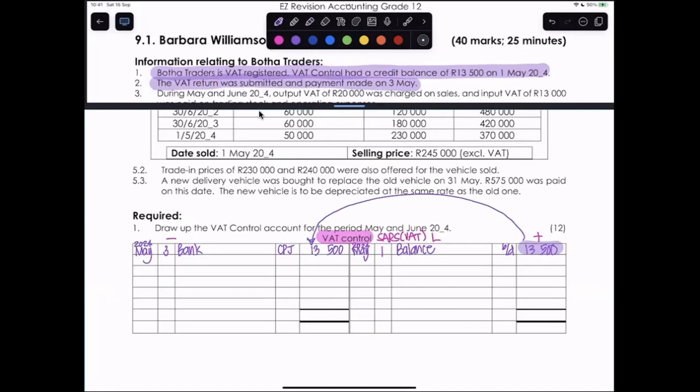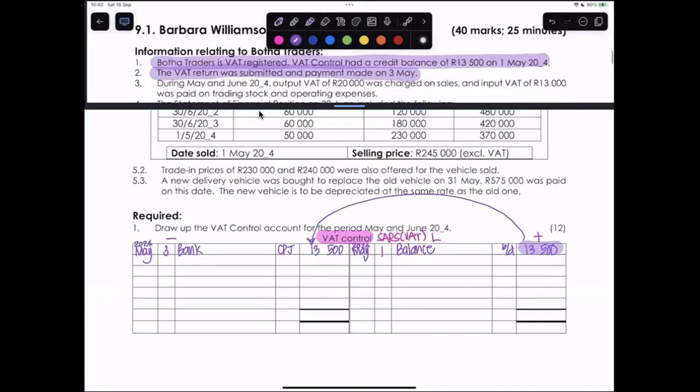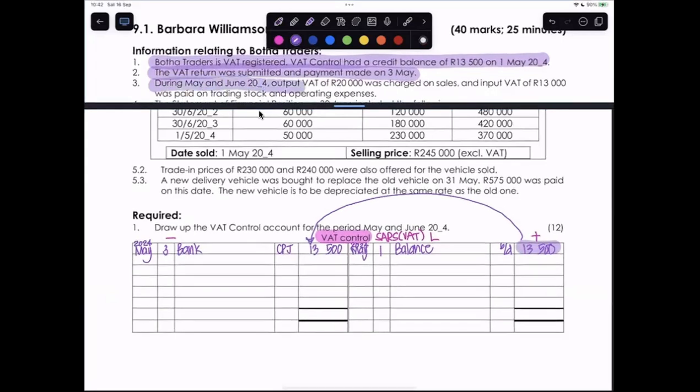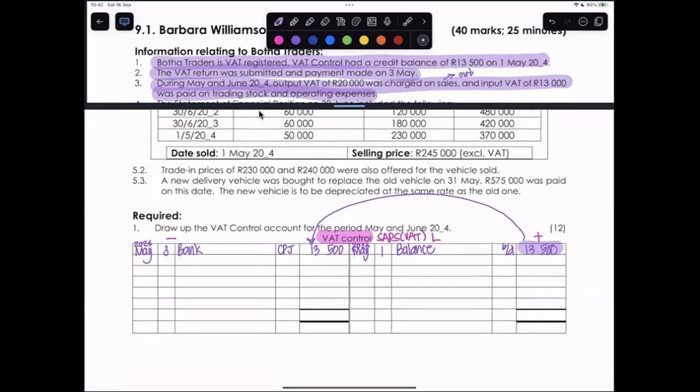During May and June, output VAT of 20,000 was charged on sales, and input VAT of 13,000 was paid on trading stock and operating expenses. The amount that was charged on sales, the sales would be goods going out of the business, and therefore it's output VAT, and therefore on the credit side. So we would show it's for May and June. So we would need to show June the 30th.